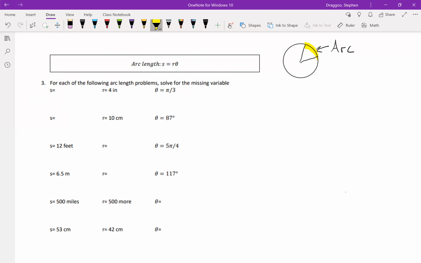We have the equation that arc length, S, is equal to r times theta, where S is the arc length, r is the radius, and theta is the angle that subtends that arc. It's important when we're using this equation that theta be measured in radians. This is our angle theta right there, and again, theta must be in radians in order for this to work out.